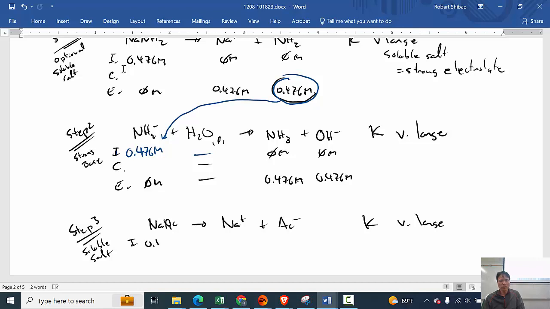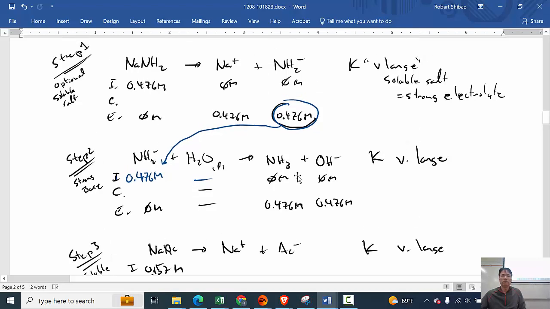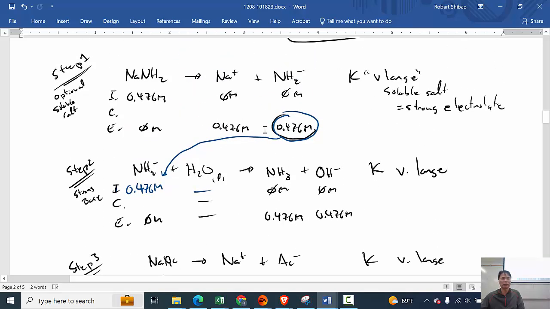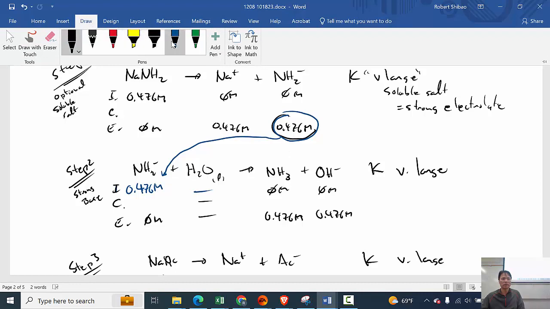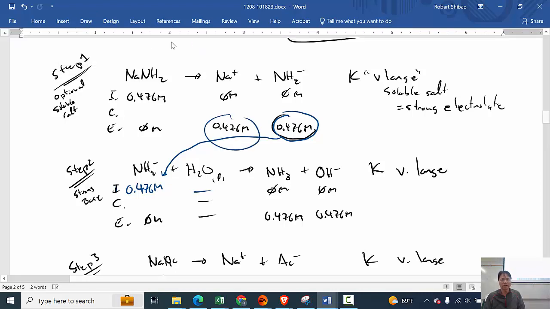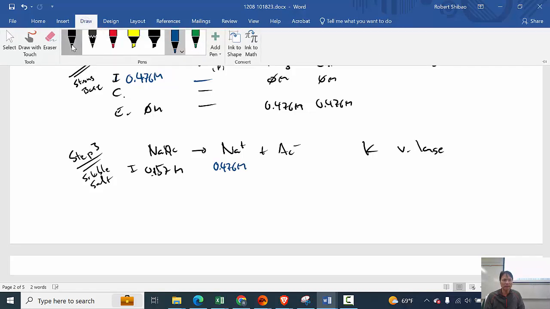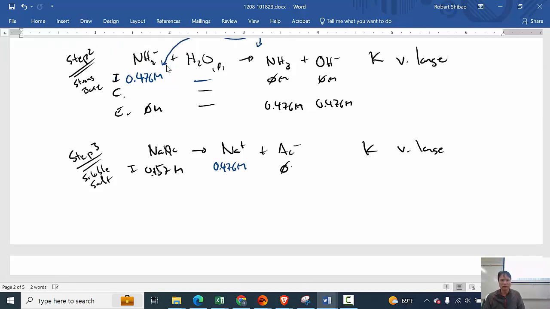And so initially I had 0.157, I think. Was it 157? Yeah. 0.157 molar sodium acetate. And the sodium ions, I actually have that from step one. So we'll take the sodium ions from step one and then drop those down to step three. So I'm going to start off with 0.476 molar here. And then the acetate, I'm going to start off with zero.